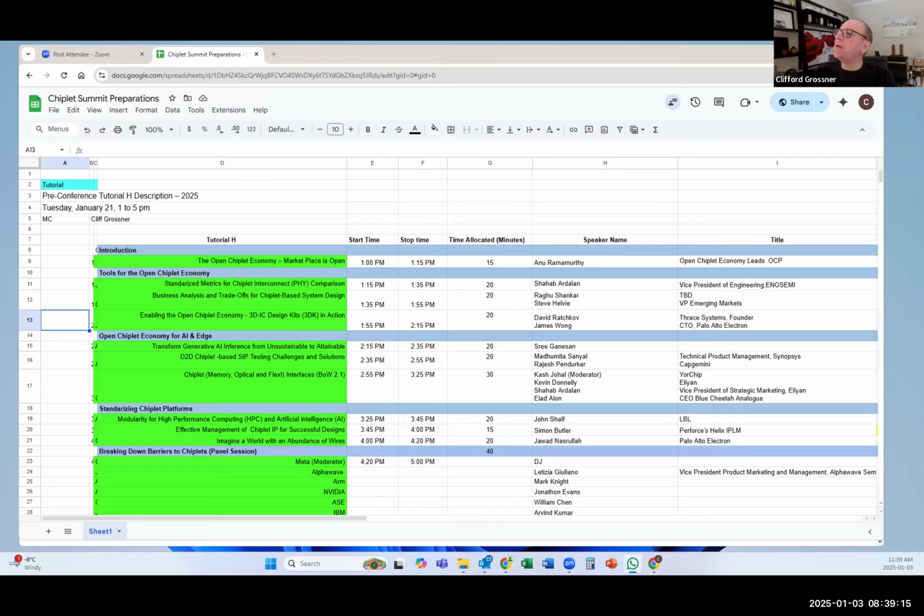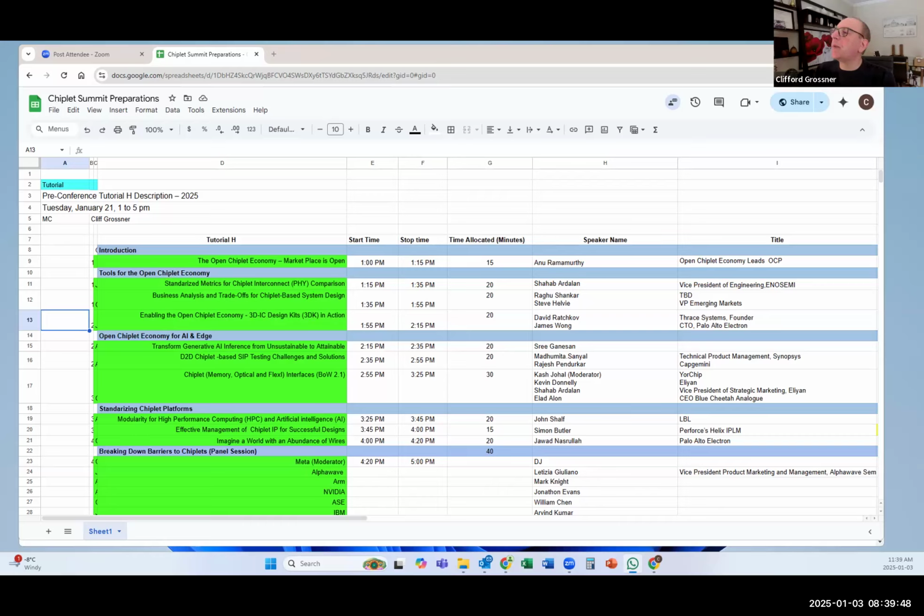And then we drop into some work that looks at how we impact some of the use cases around edge and AI. So we'll have Sri Ganesan talking to us about generative AI, and that presentation will be an update from what was done for Global Summit. We've got Matmehita and Rajesh talking about SIP-based testing, system and package testing challenges and how to solve those.